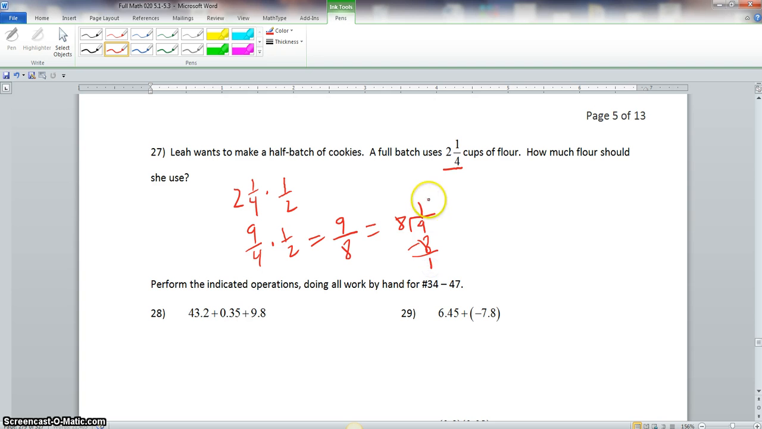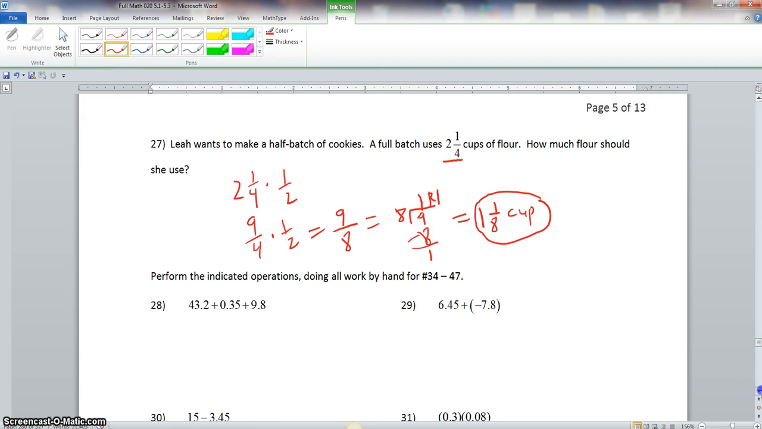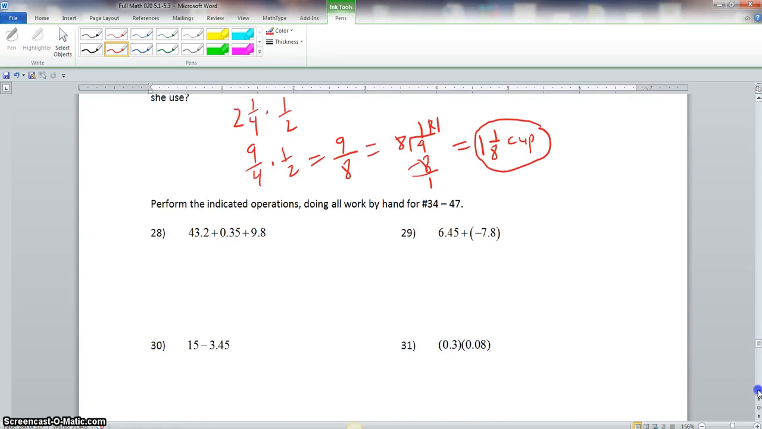And then we have a remainder of 1. So our integer would be 1. Our denominator would be 8. And our numerator here would be the remainder, which is 1. So it's 1 1/8 cup. And that is our final answer. Now, I'm going to go on to problem number 28.